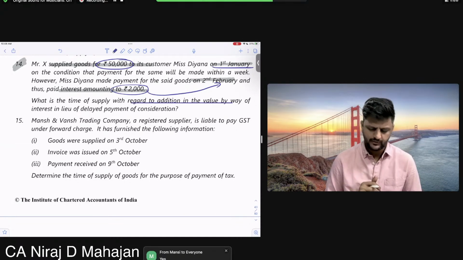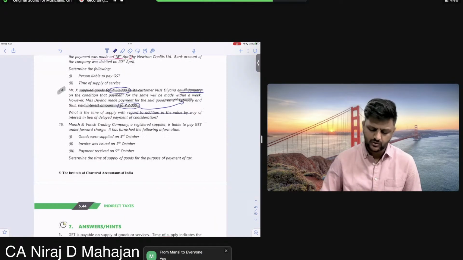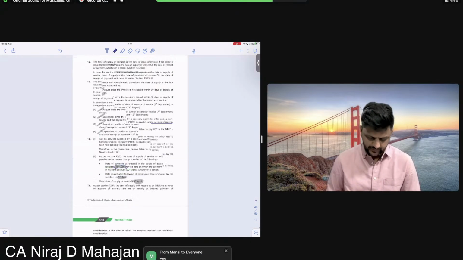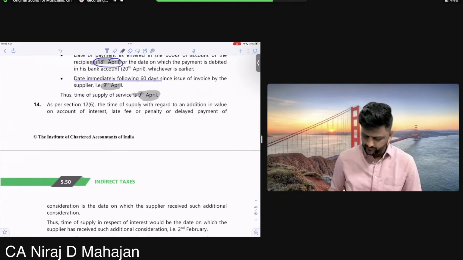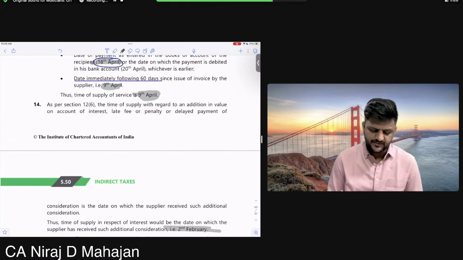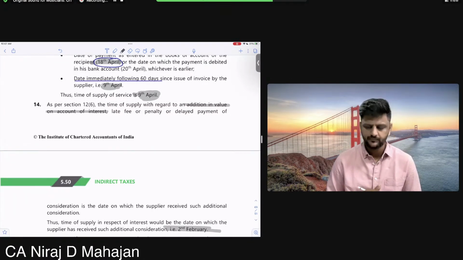Is it okay? 2nd February. I'll just quickly show that answer also. Quickly then. Okay, as one remains, you know to give that entire story. Enhancement, no? Addition in the value of the invoice or supply because of interest, etc. The date on which it is received will be the time of supply. Alright?